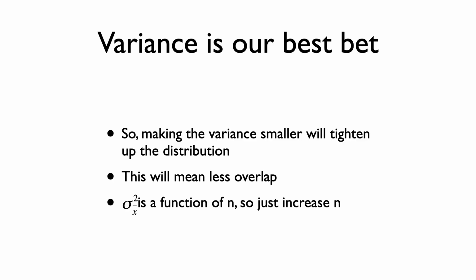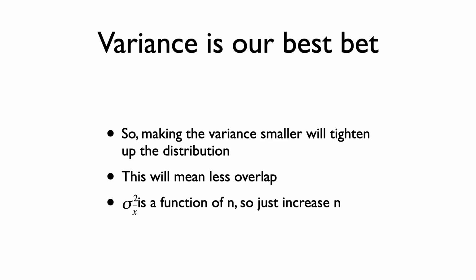So our best bet is to play with the variance, the overlap. Making the variance smaller will tighten the distributions up, and that will mean less overlap. If there's less overlap, it's going to be easier to find the difference. Now, we aren't dealing just with sigma or sigma squared, we're dealing with sigma squared sub x bar, which is the sampling distribution of the mean's variance.